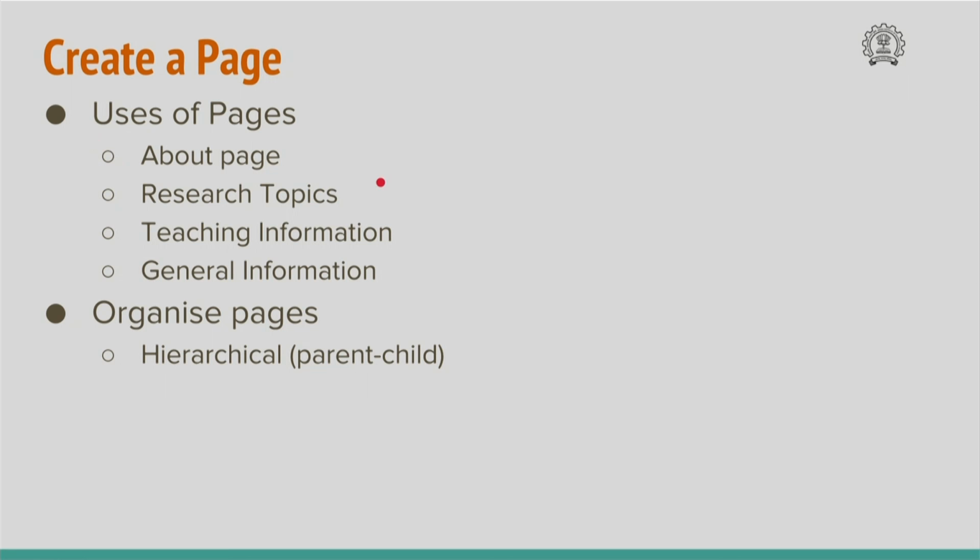Pages are typically some standard web pages which are usually static. It could be an about page, could be a search topic, it could be teaching or general information. Pages are organized in a hierarchical way. Unlike blogs in which the categories are organized in a hierarchical way, here the pages themselves can be a parent-child relation.